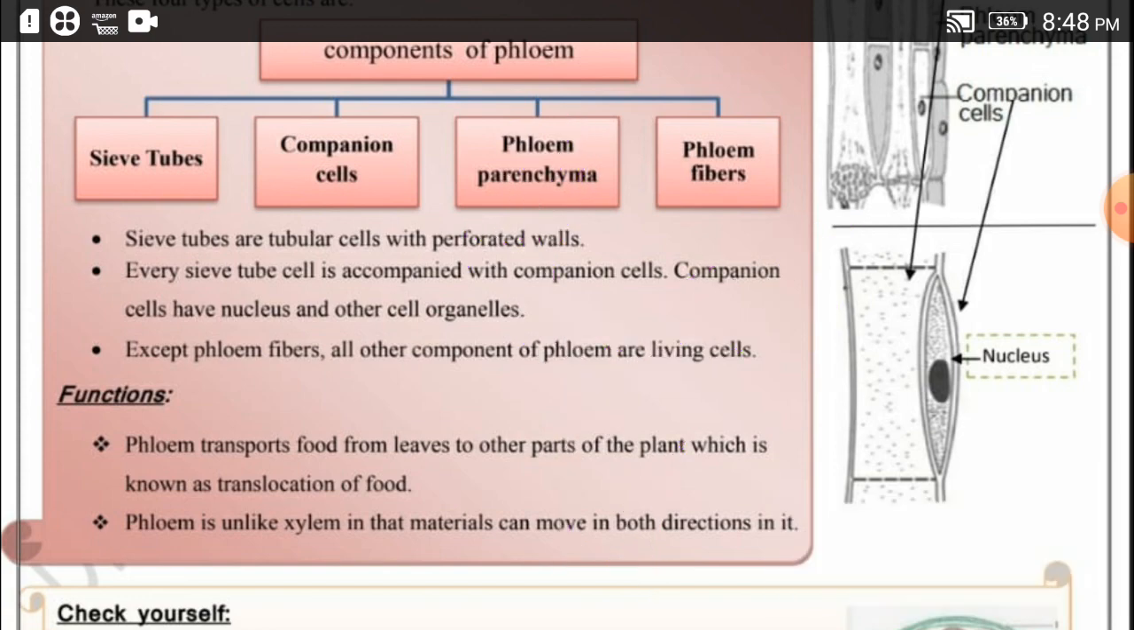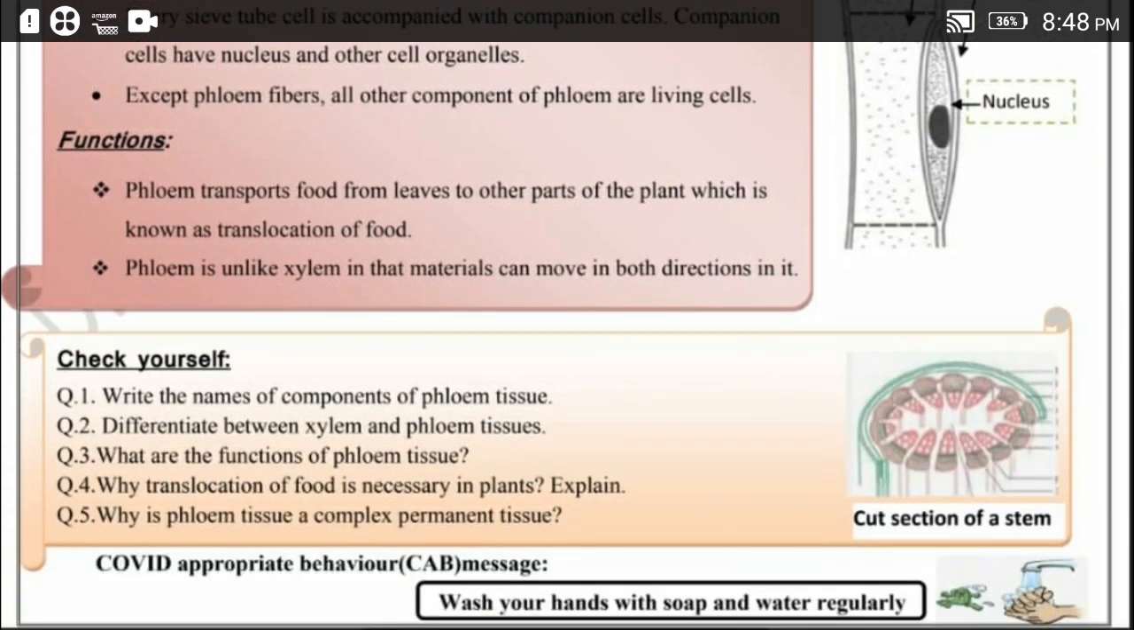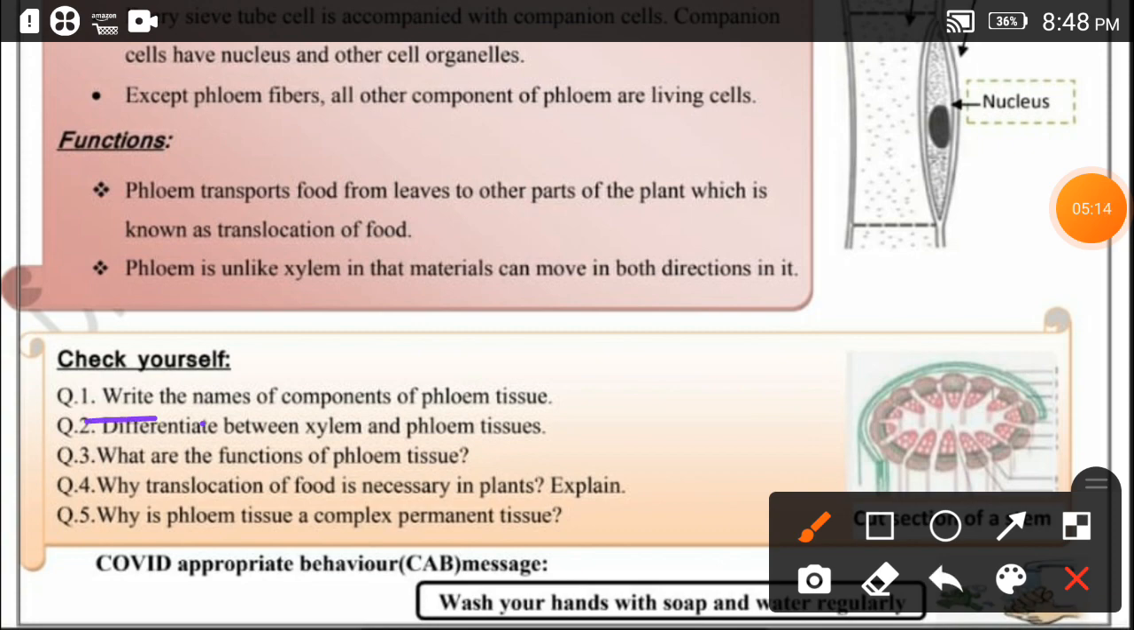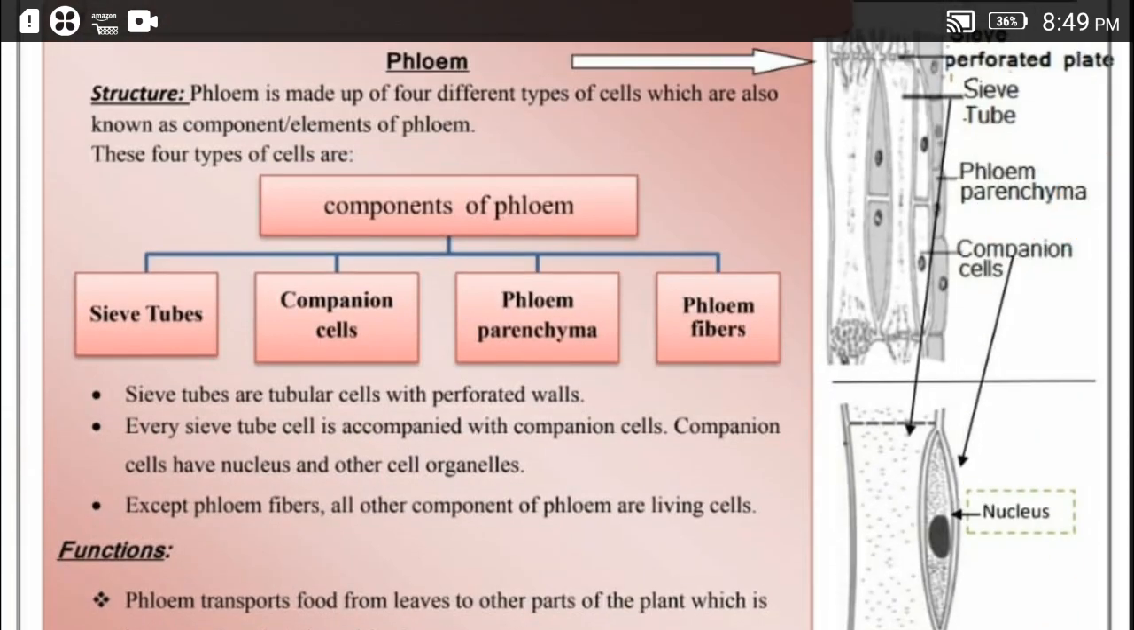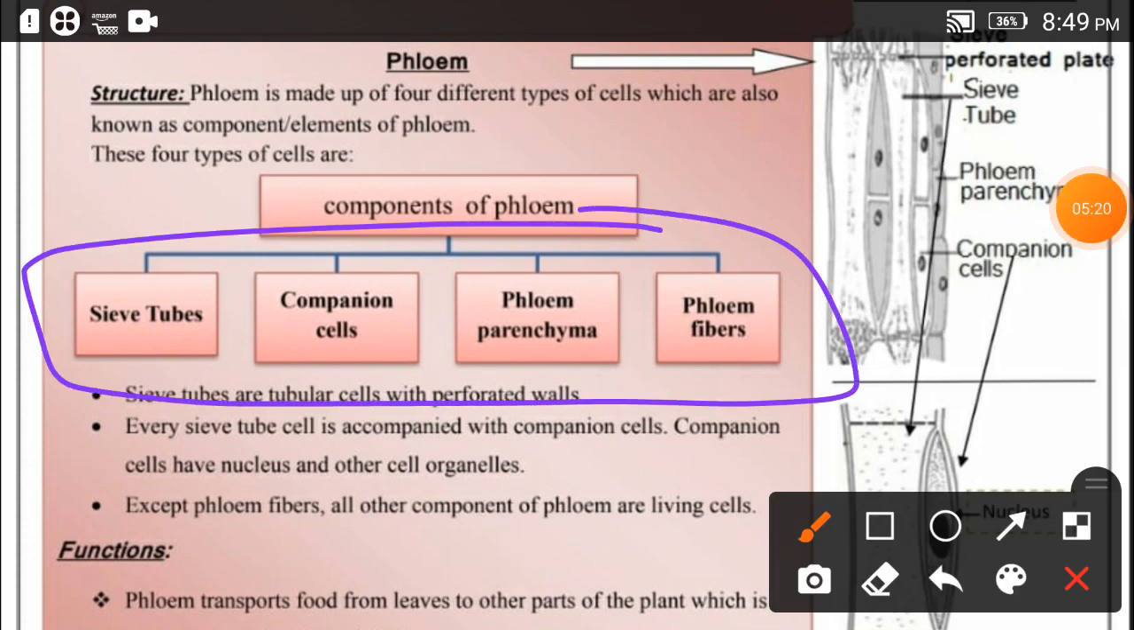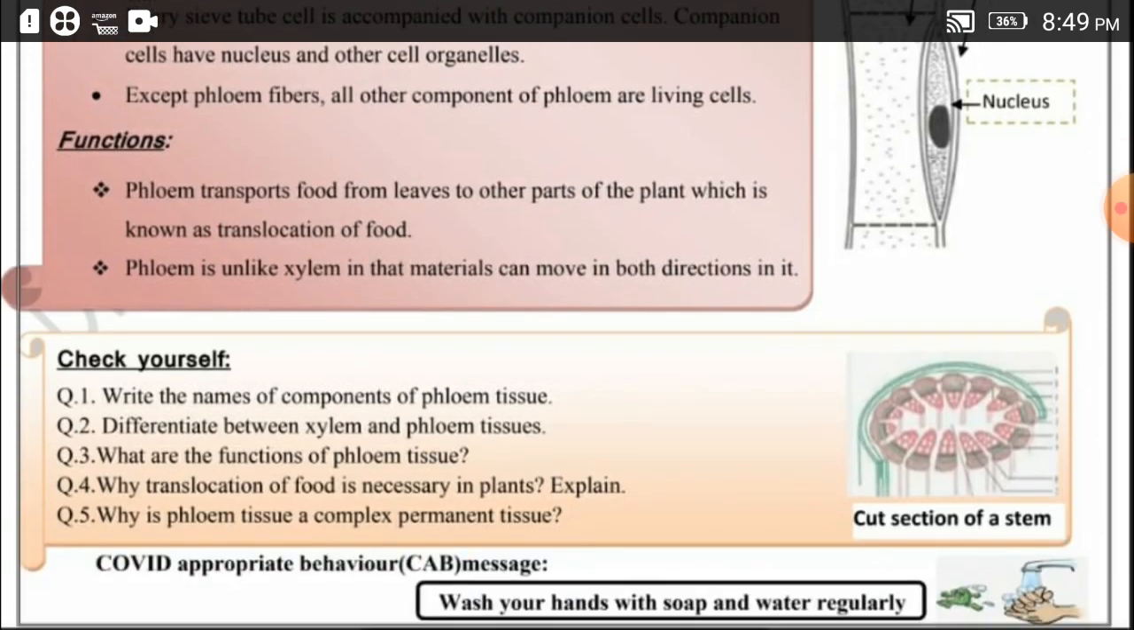So now check yourself students, practice some questions. Question number 1, write the names of the components of the phloem tissue. So what will be the answer? The four types of components of the phloem: the sieve tube, the companion cell, the phloem parenchyma, and the phloem fibers.